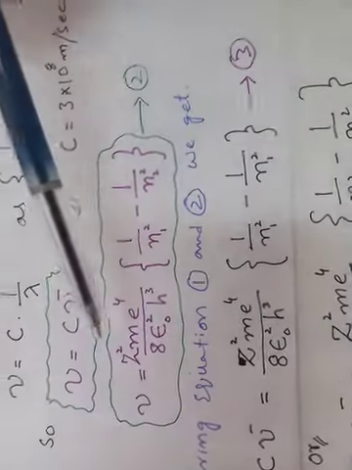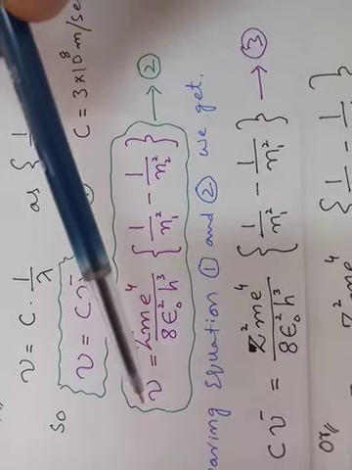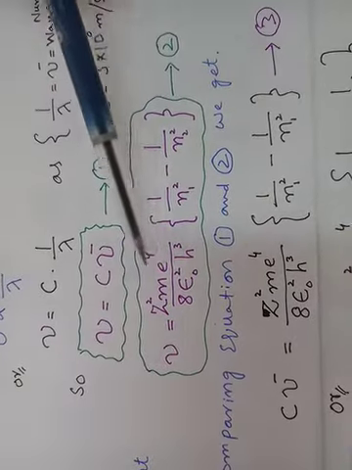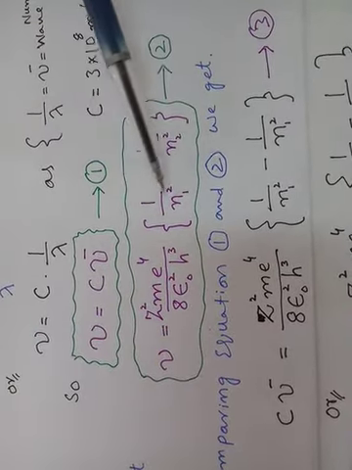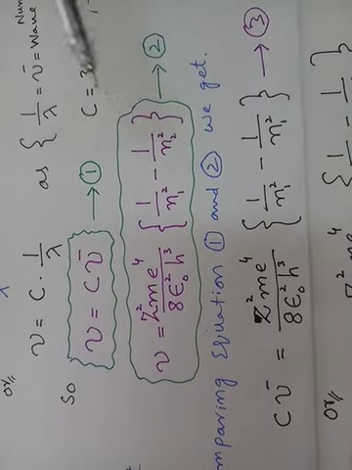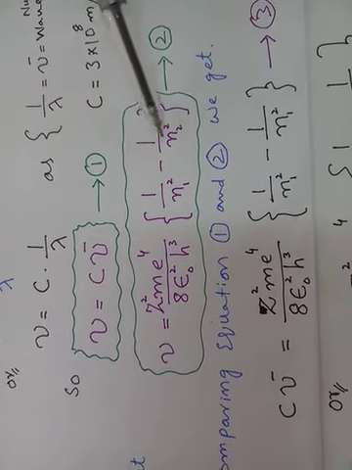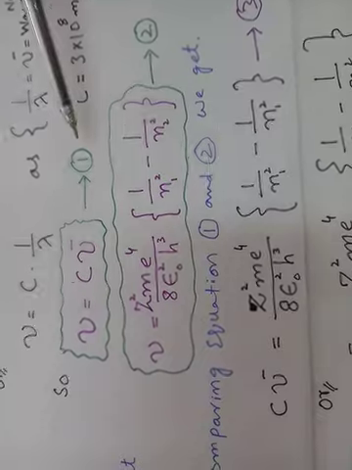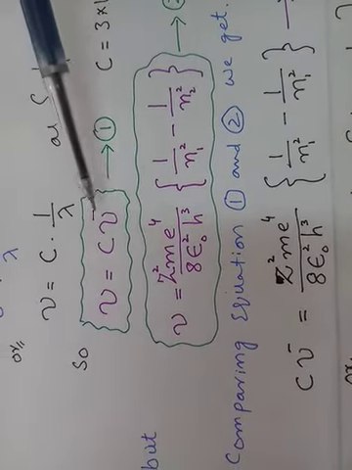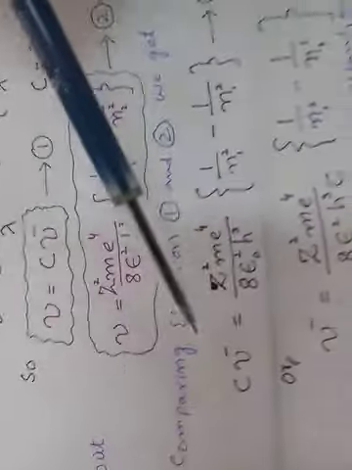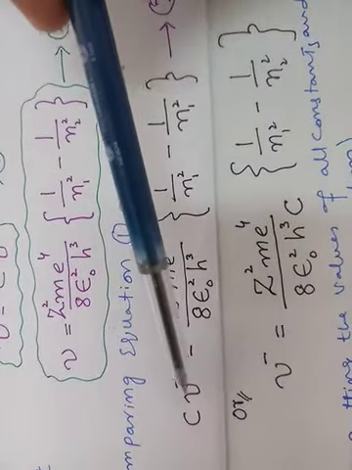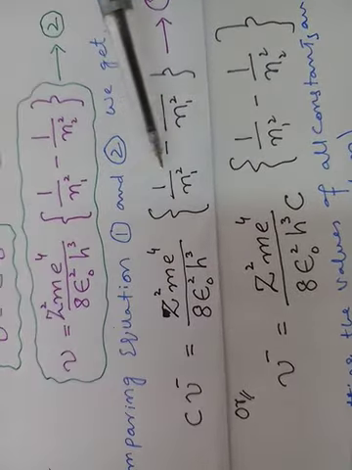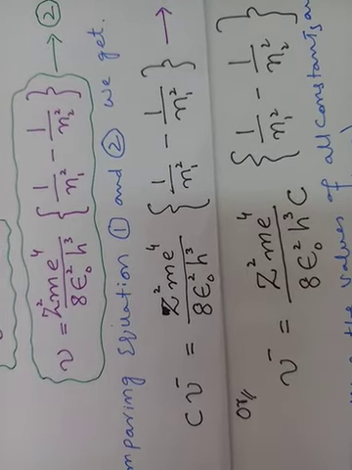But in our previous topic, we have also derived an equation for the frequency of irradiation: nu is equal to Z square m e^4 by 8 epsilon naught square h cube into 1 by n1 square minus 1 by n2 square. So I have already derived this equation. So nu is equal to c nu bar and nu is equal to this. So I can compare equation 1 with 2. This term becomes equal to this term. So I can write c nu bar is equal to Z square m e^4 by 8 epsilon naught square h cube into 1 by n1 square minus 1 by n2 square. This is equation 3.